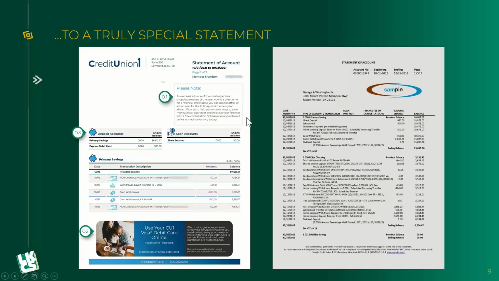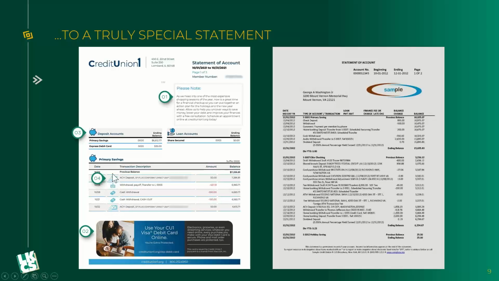We built statement summaries that weren't included in the data file. So we're pulling out ending balances, account descriptions, and even the suffix numbers for their deposit and loan accounts, and presenting that back to the member in a very friendly format.